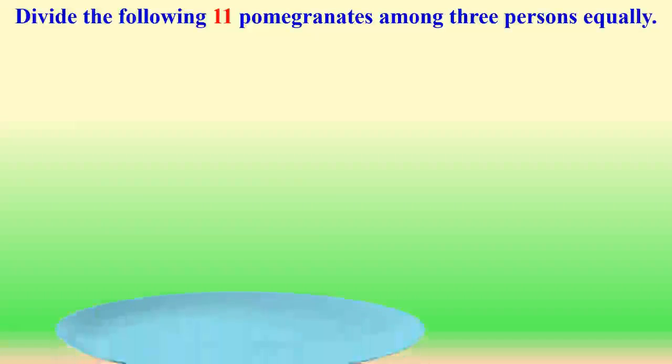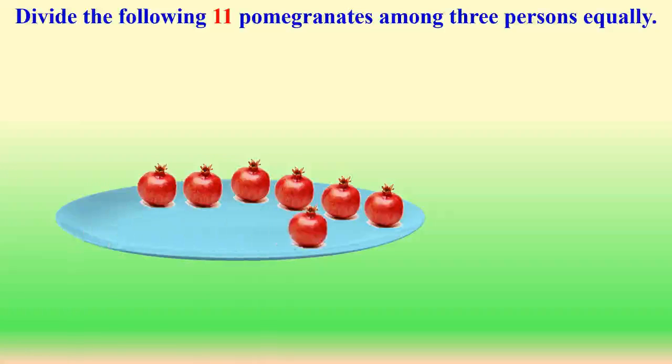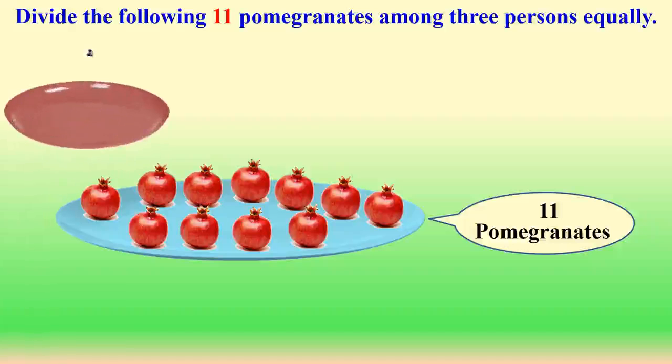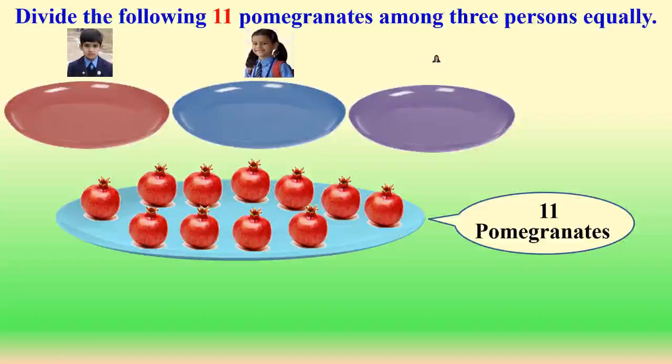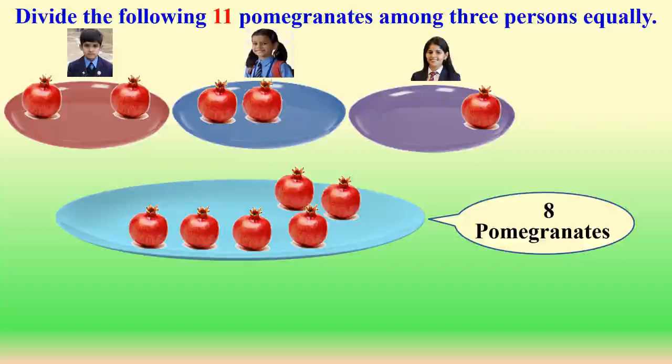Divide the following 11 pomegranates among 3 persons equally. Here we have 11 pomegranates, 3 persons. First we give them each one. There are 8 pomegranates remaining. Next we give them each one. There are 5 pomegranates remaining.